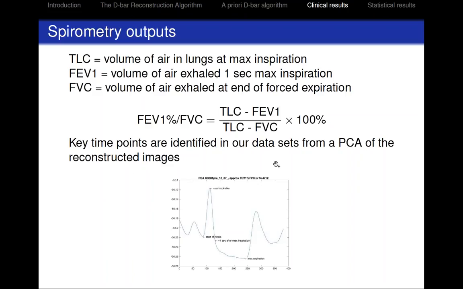So we identify key time points in our data sets from a PCA of the reconstructed images. Here's a typical PCA from one of our subjects. From this, we can see the maximum inspiration when the inhalation started before the big breath in. Here's the big exhale, exhale, exhale, exhale. There's 1 second. We know the frame rate of our data collection, and so from that, we can calculate which frame corresponds to 1 second after their maximum inspiration. Here's the maximum expiration, and then these are just one recovery breath in this picture.